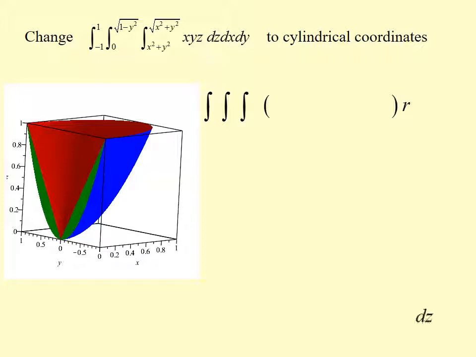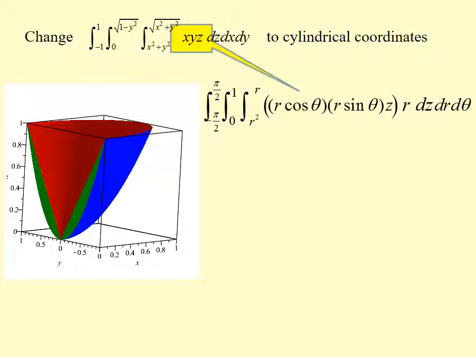So the z's are going from r squared to r. The r's are going from 0 to 1. And then the thetas are from negative pi over 2 to positive pi over 2. Now the next step would be to convert the integrand x, y, z. Of course the z just stays z, but we would need to replace the x with r cosine theta and the y with r sine theta. So there's our integral in cylindrical coordinates.